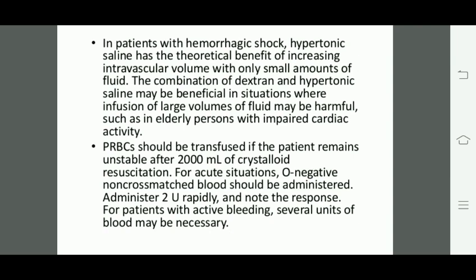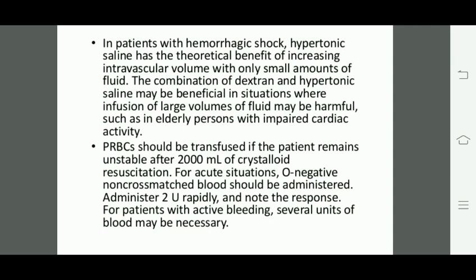In patients with hemorrhagic shock, hypertonic saline has the theoretical benefit of increasing intravascular volume with only small amounts of fluid. The combination of dextran and hypertonic saline may be beneficial in situations where infusion of large volumes of fluid may be harmful, such as in elderly persons with impaired cardiac activity.